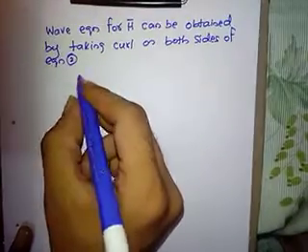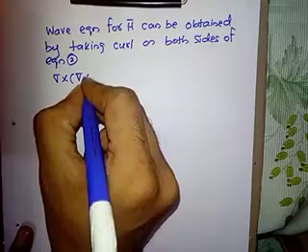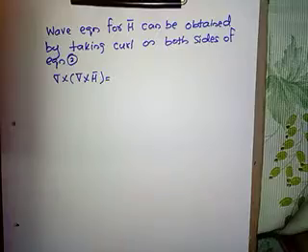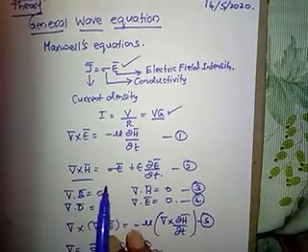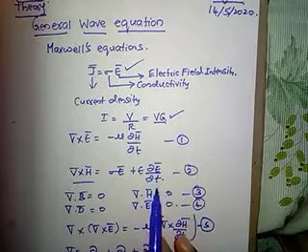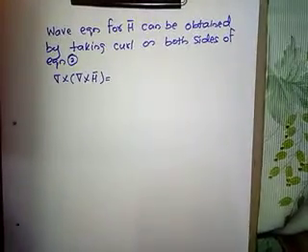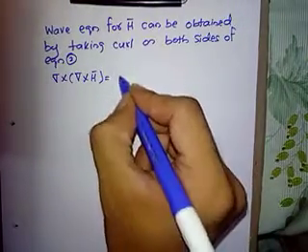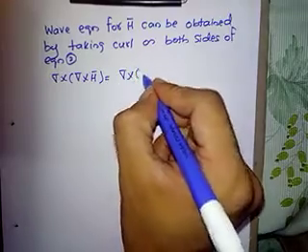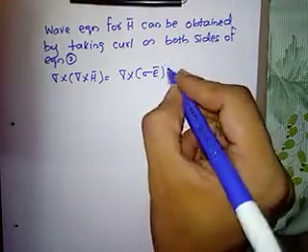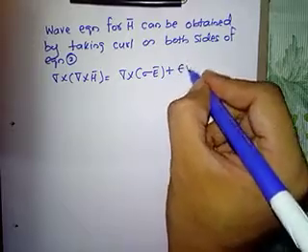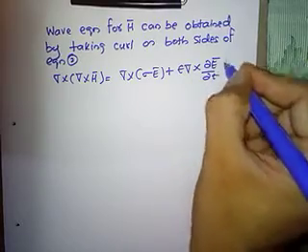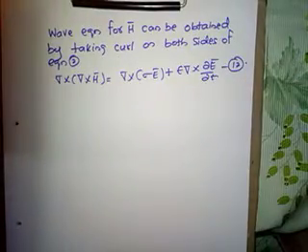So if we take curl on both sides of equation 2, what do we get? Equation 2 is del cross H bar equal to sigma E bar plus epsilon dou E bar by dou t. So if we take the curl of this equation, we get del cross H bar equal to del cross sigma E bar plus epsilon del cross dou E bar by dou t. Take it as equation 12.